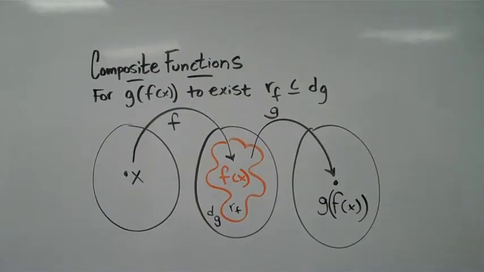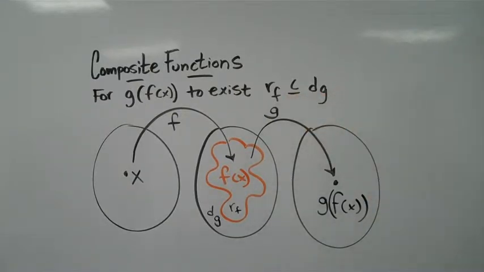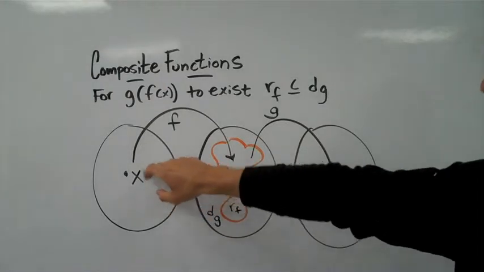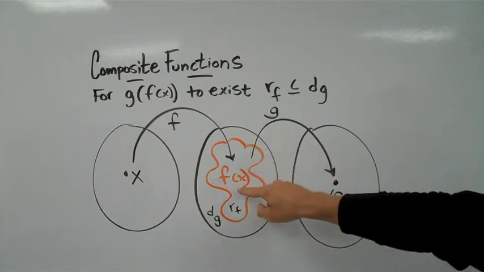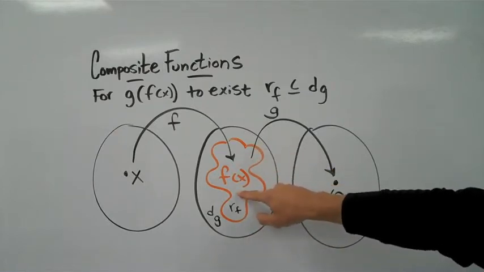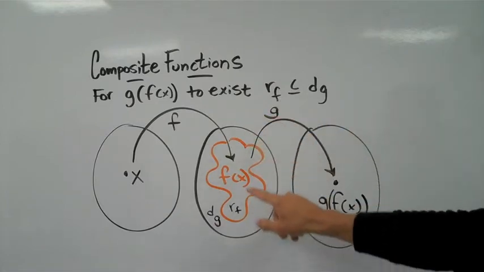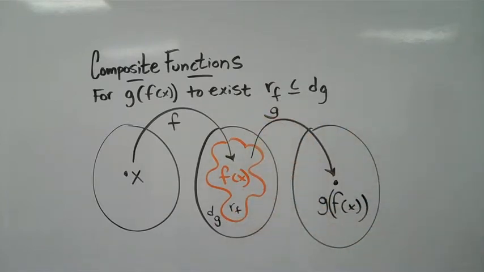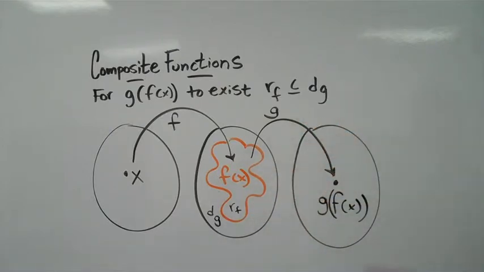For g of f of x to exist, I just said earlier, the range of f has got to be a subset of the domain of g. For example, if I have an input x and I do the f rule to it, I'm going to get here in the orange f of x, which is the range of f. The range of f has got to fit inside of the domain of g. The domain of g has got to encompass the range of f. If that's the case, then I can apply the g rule to the output of my first function, f, to get g of f of x.